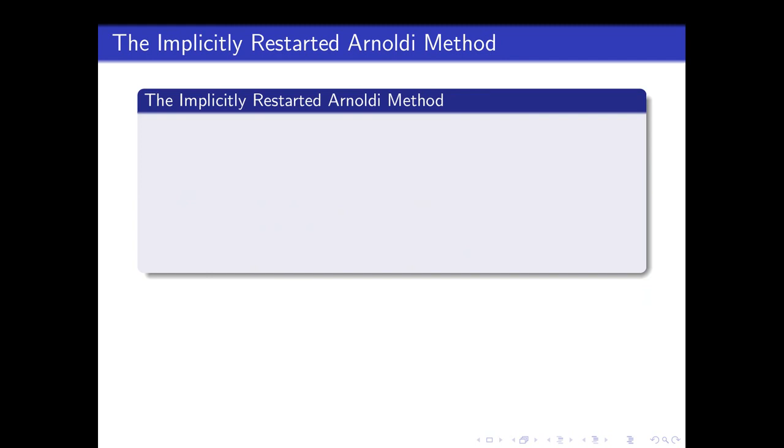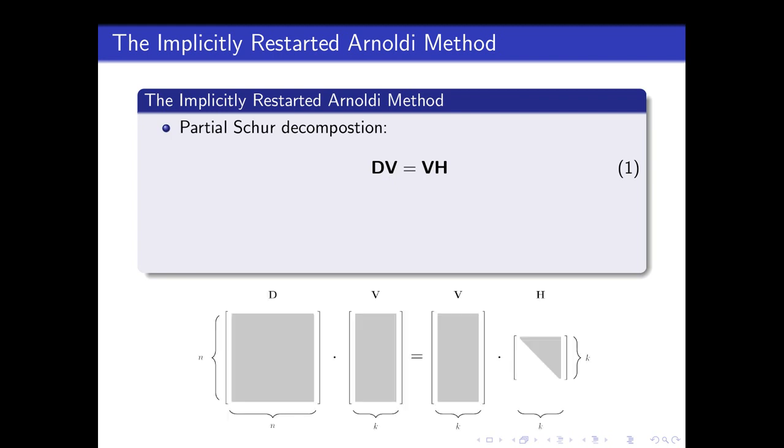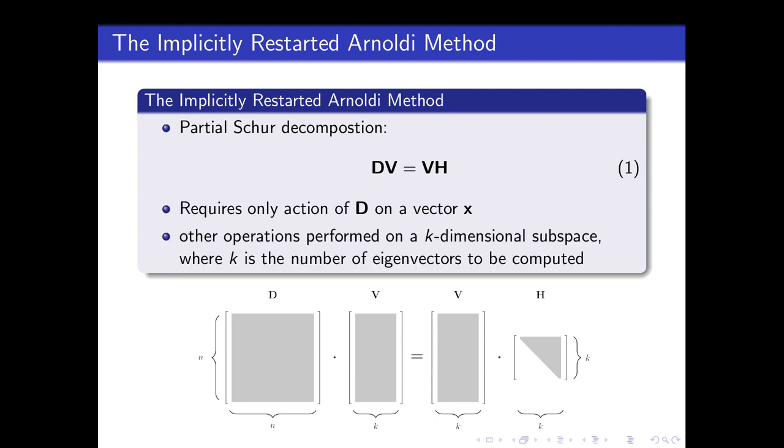The method that we use to compute those eigenvectors is called the implicitly restarted Arnoldi method. It is based on the computation of a so-called partial Schur decomposition. The crucial point here is that for the computation of the eigenvectors, we only need to know how the Dirac operator acts on the vector x, and all other operations needed for the computation of the Schur decomposition are actually performed on a much smaller subspace of dimension k, which is just the number of eigenvectors that we want to compute.